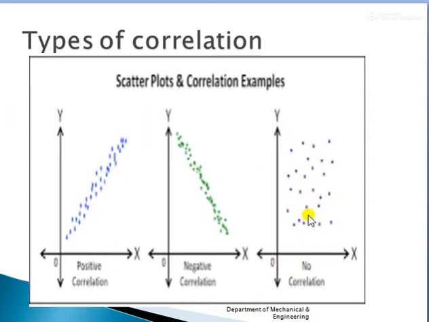Next we have no correlation. Here the variables are said to be unrelated when the points are haphazardly scattered over a graph and do not show any specific pattern. It is not showing any pattern. Here the correlation is absent and hence R is equal to 0. These are the types of correlation: positive correlation, negative correlation and no correlation.